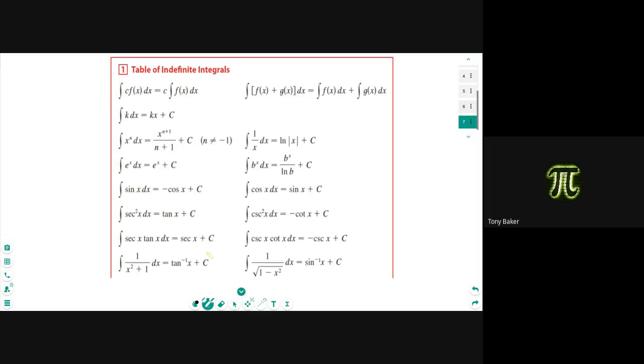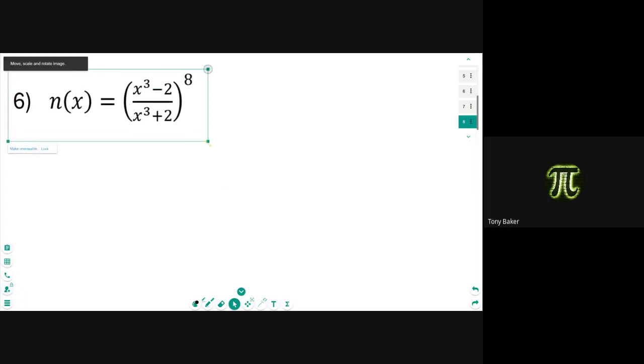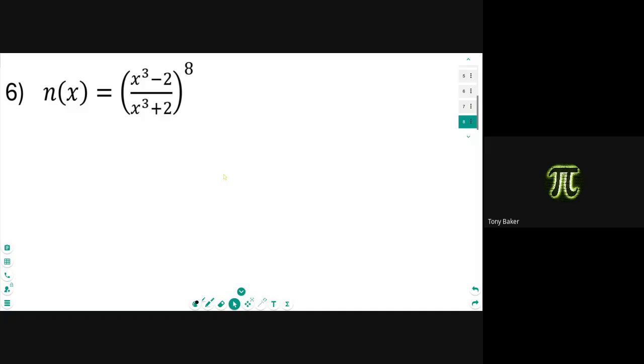I said that's the table that I would have for the integration, and then you can use that to go backwards for some of the basic derivative ones. So like tangent, cosine, sine, cotangent, secant, cosecant, ln of x, e to the x. Next, this one we have to do the chain rule.